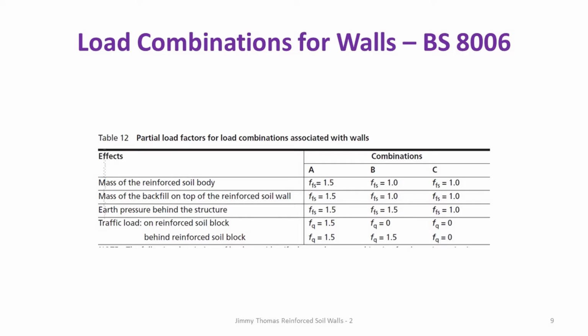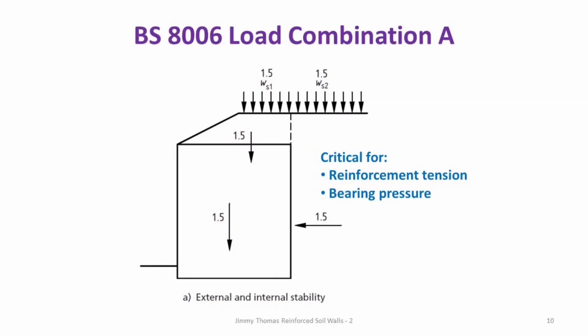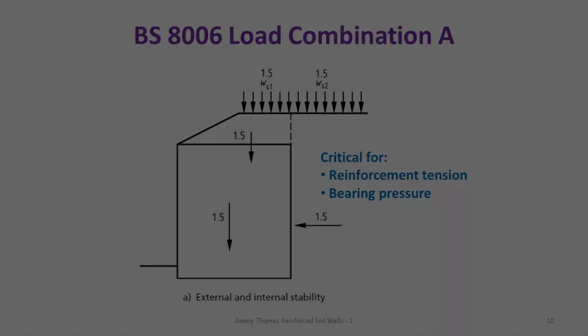Typically load case C is for serviceability, which means all the partial factors are 1. If you look at load combination A, the self weight is multiplied by 1.5. Similarly, any surcharge, like sloping surcharge, 1.5. Similarly, if you have a traffic load, again 1.5. So this actually gives maximum reinforcement tension and maximum bearing pressure. So this is load combination A.